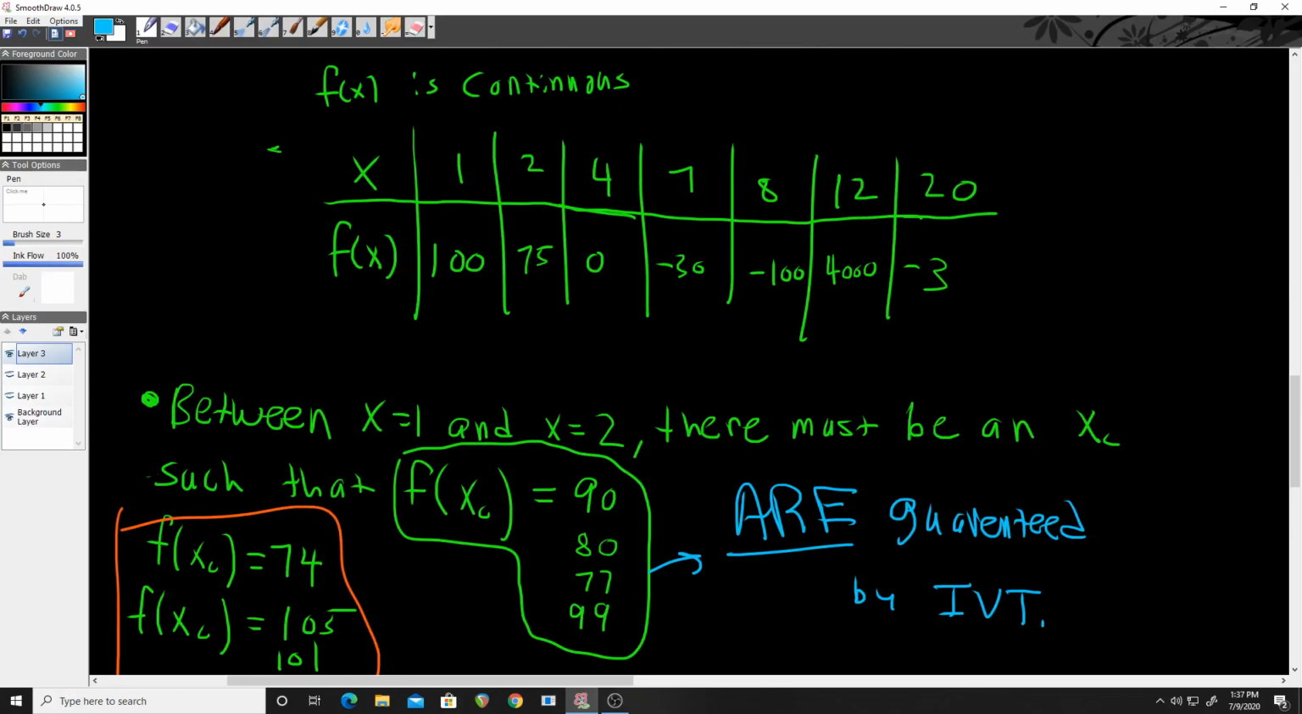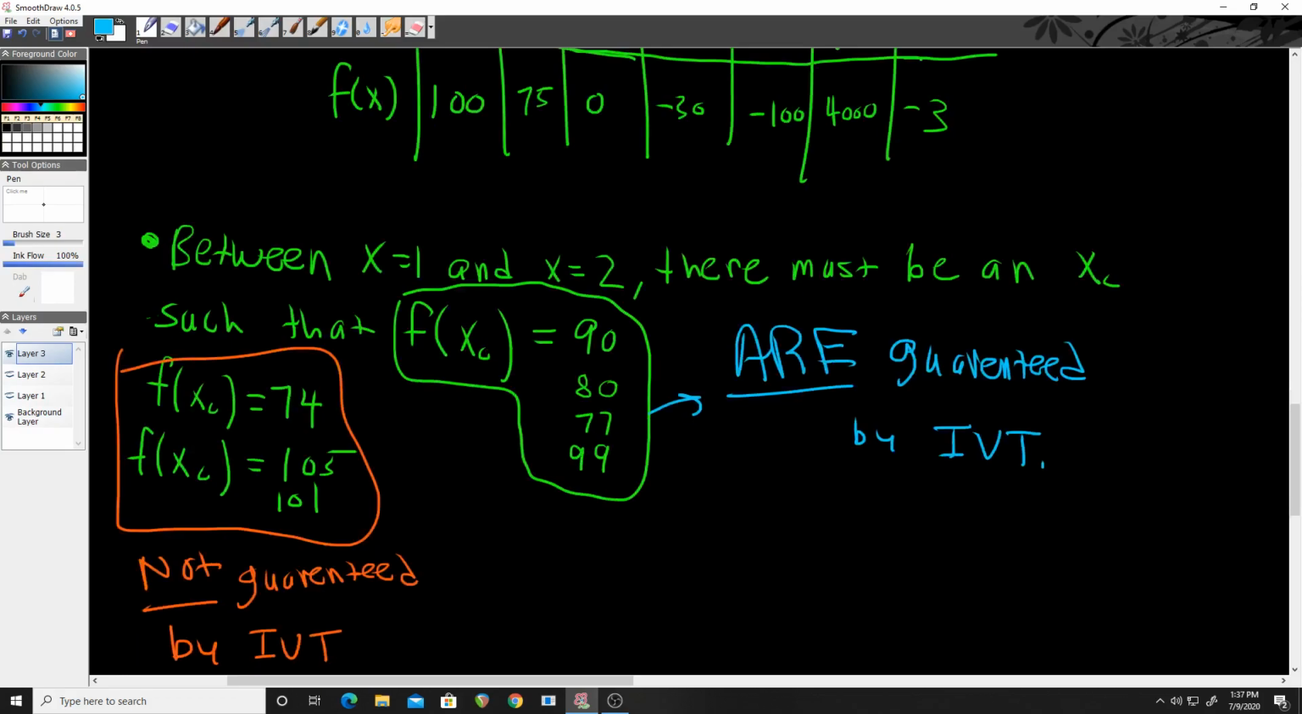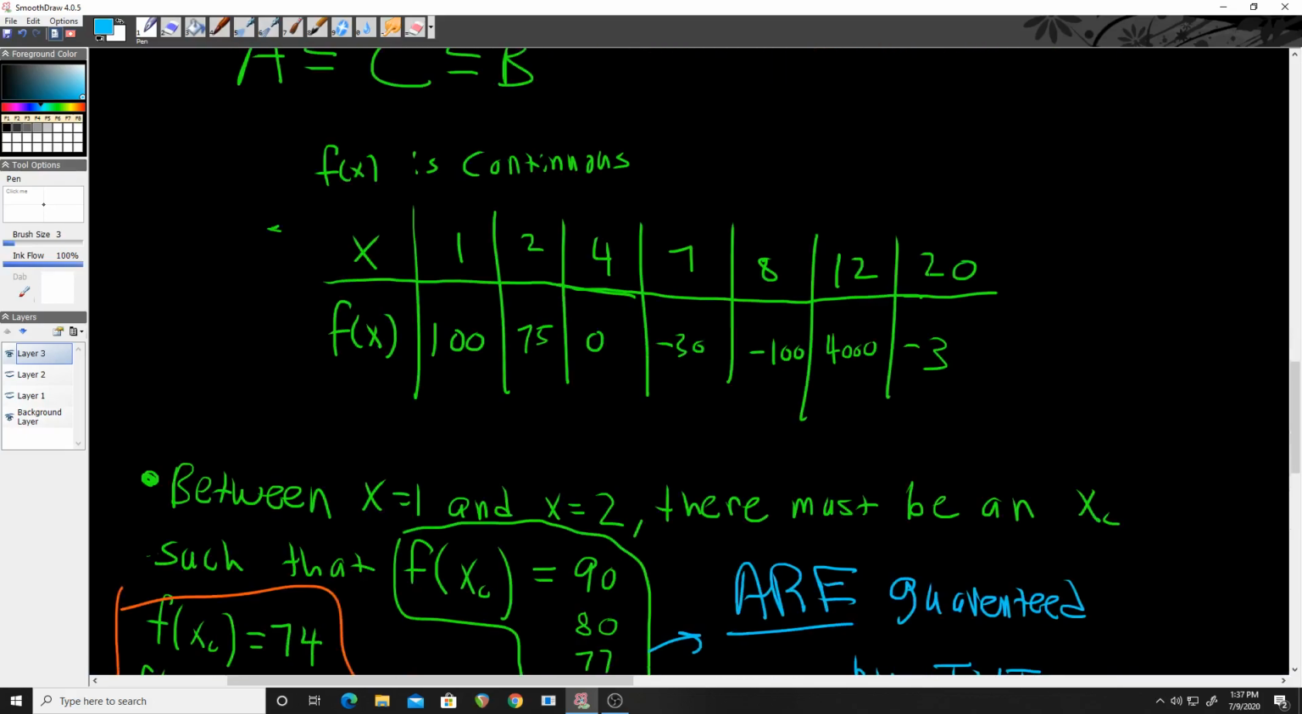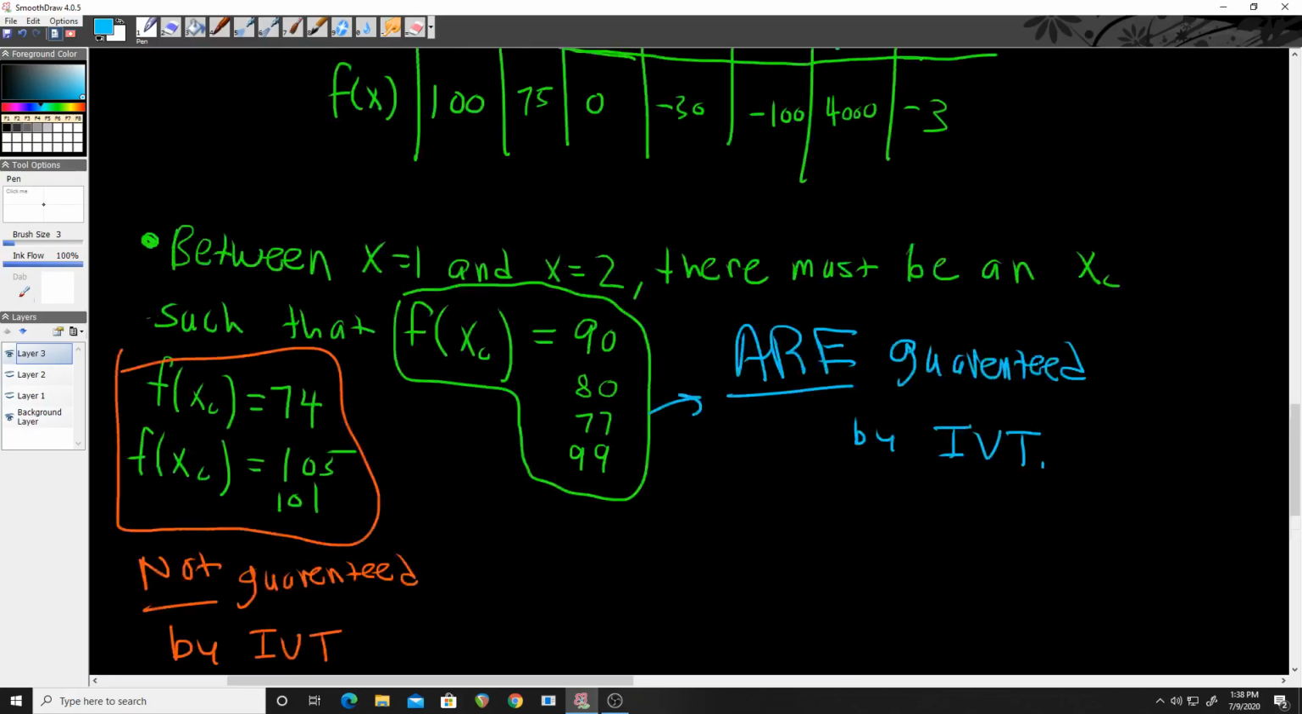We can also look between, for example, 1 and 20. So f at 1 is 100, f at 20 is -3, so that means there's some x value between 1 and 20 such that if you plug that number into f, you're going to get any number in the world between 100 and -3 because this thing is continuous. In other words, in order to go from 100 to -3, you had to pass through 0, you had to pass through -1, you had to pass through 50, you had to pass through 20, all the values in between.